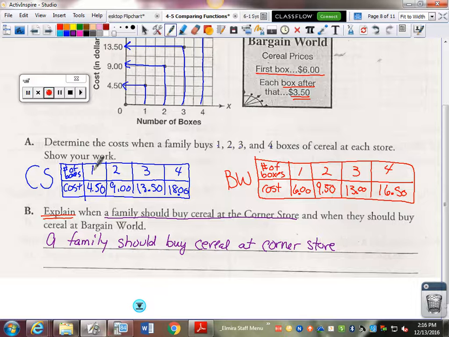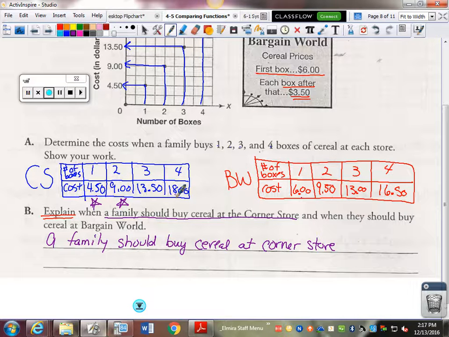We're going to finish that sentence, but we got to look back at our charts. If you're only buying 1 box of cereal, then at a corner store you'd be paying $4.50, and at Bargain World you'd be paying $6. You definitely would want to pay just the $4.50. If you're buying 2 boxes of cereal, then this would be $9 here, and at Bargain World $9.50, so still cheaper here at Corner Store. But guys, cereal lasts a long time, doesn't spoil. So if I buy more boxes, if I buy 3 boxes or 4 boxes, then it's actually cheaper at Bargain World, $13 and $16.50 instead of $13.50 and $18.